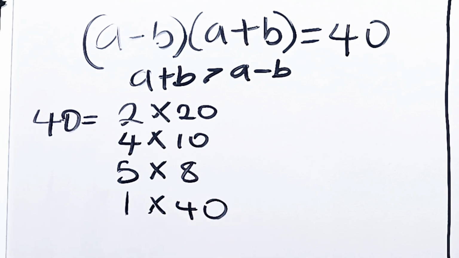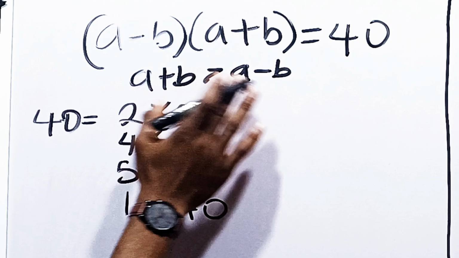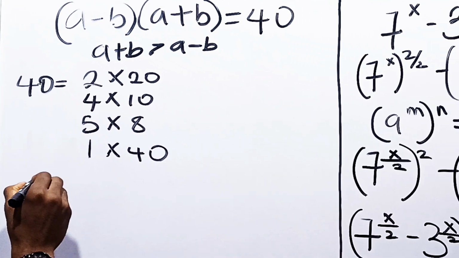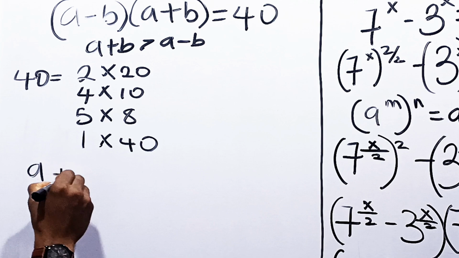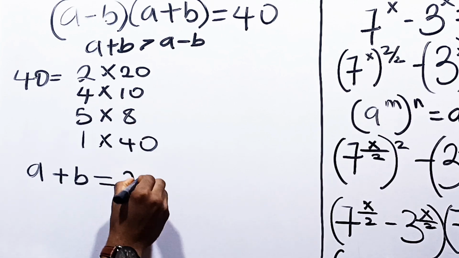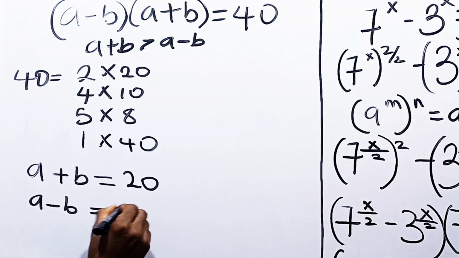All right. So moving on from here, since a minus b is less than a plus b, or a plus b is greater than a minus b, we have for the first set of answers that a plus b is equal to, which is greater here, 20, and a minus b is equal to 2.